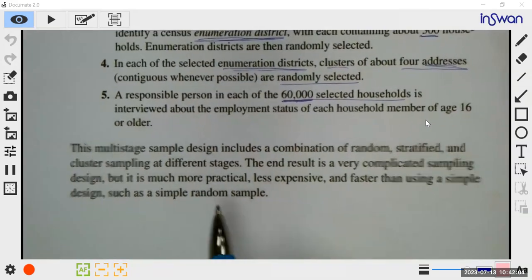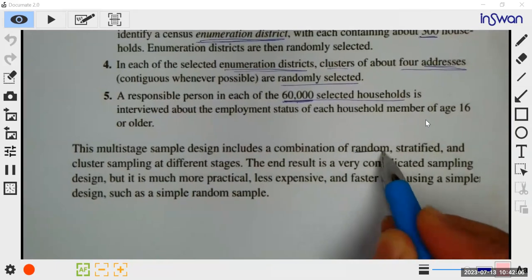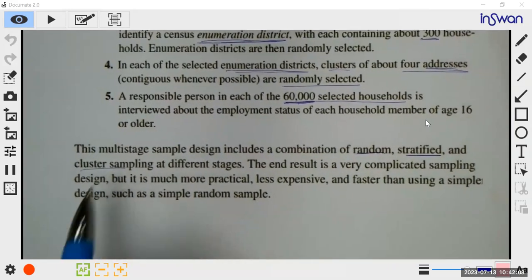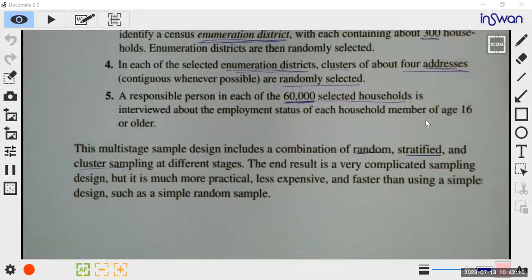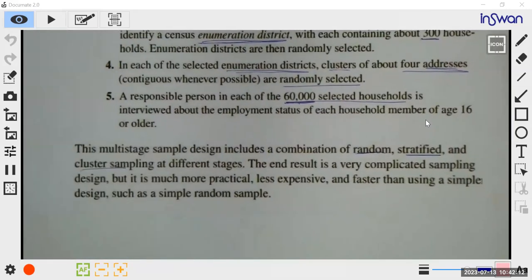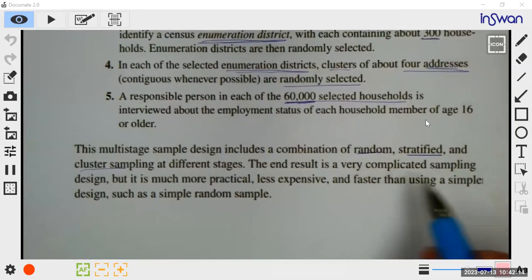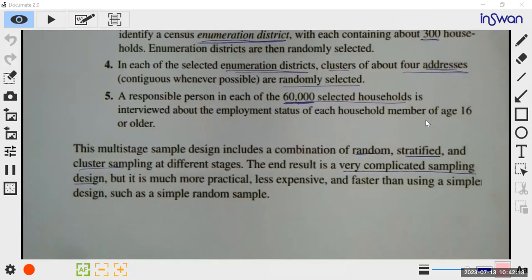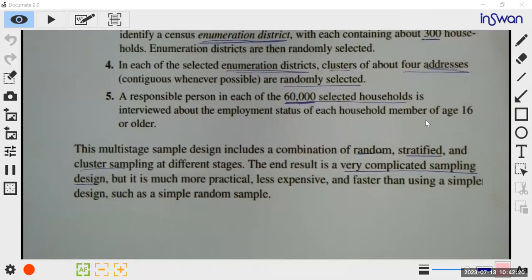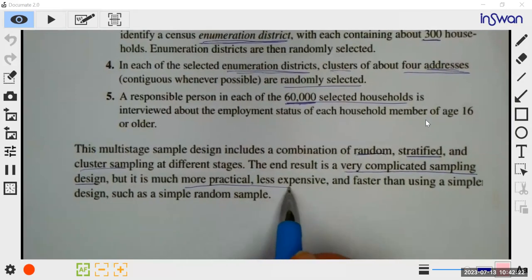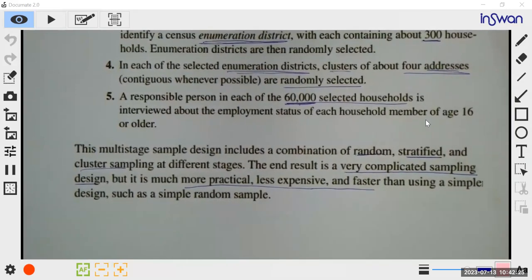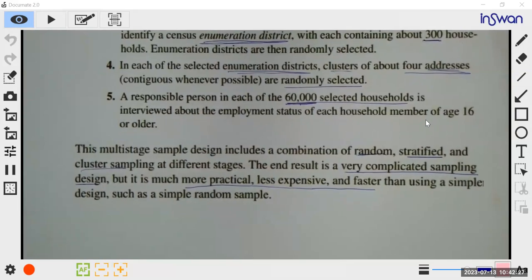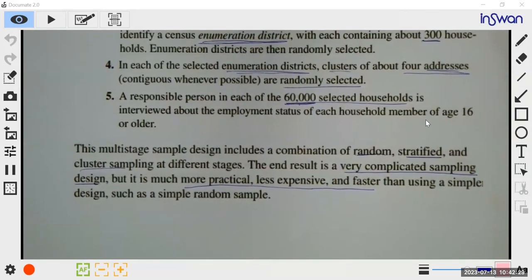The multi-stage design includes combinations of the random, stratified, and cluster samplings at different stages. In this example, the end result is a very complicated sampling design, but it's much more practical, less expensive, and faster than the simple random design.